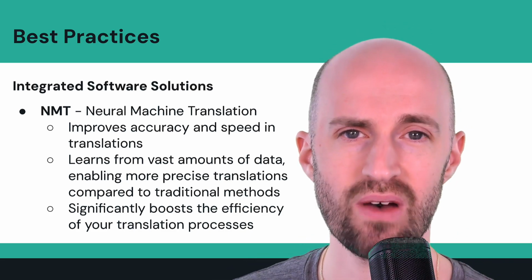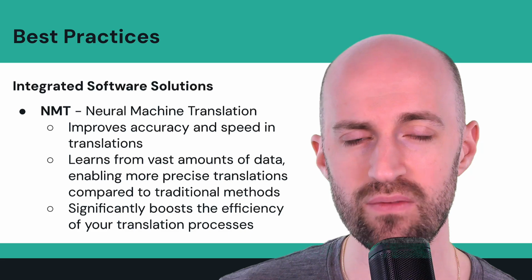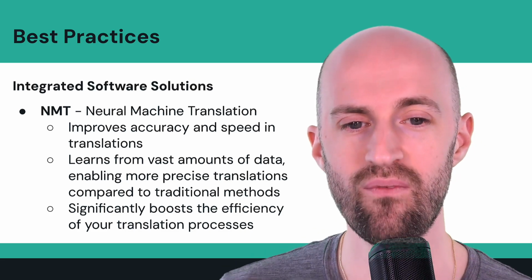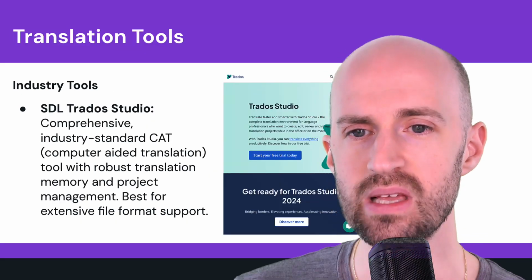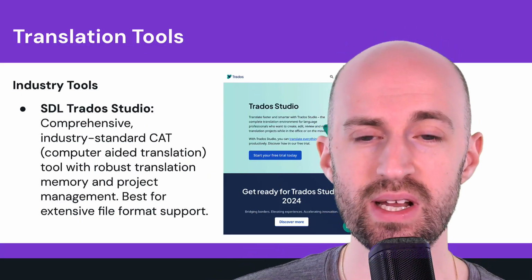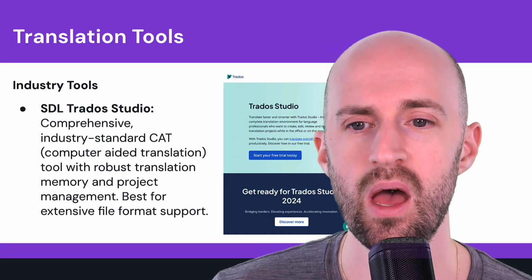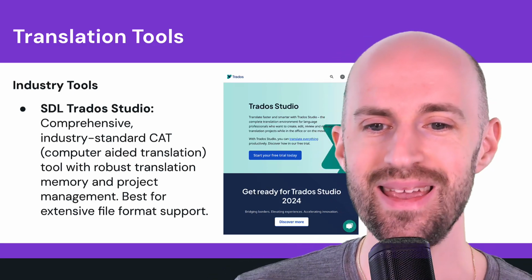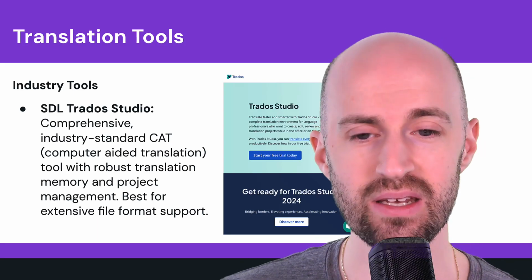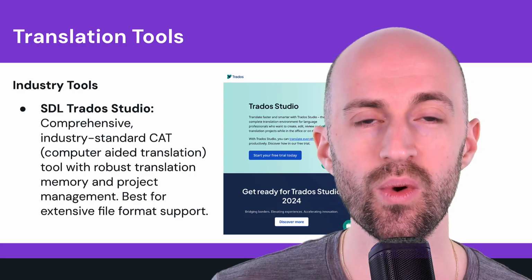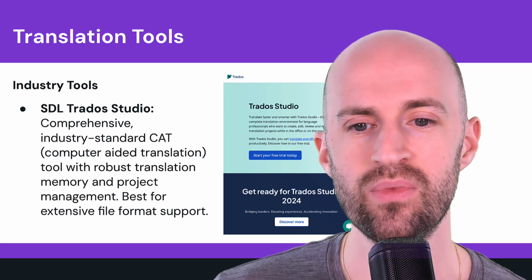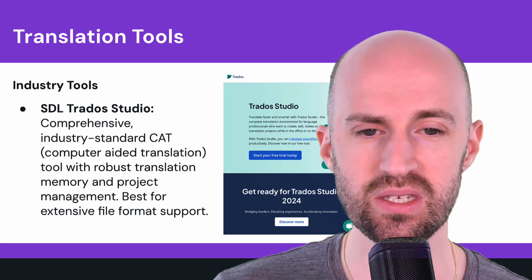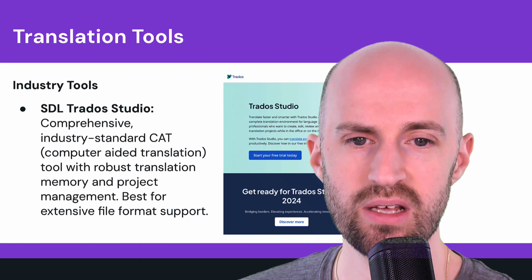So using some of these software tools, a lot of these have an MT built into it, so it's a lot more efficient and effective. So let's dive into some industry translation tools that are available. SDL Trados Studio is a very comprehensive industry standard computer-aided translation, or CAT, tool with robust translation memory and project management. This is best for the extensive file format support, as you can check out Trados there.